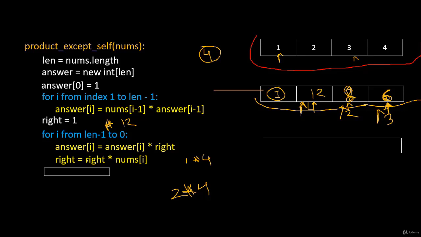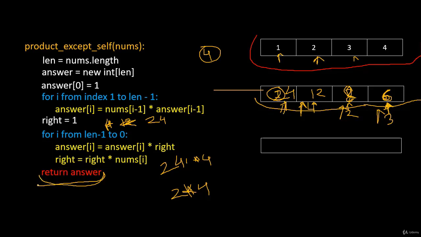Then right equals right times nums[i]. Right equals 12 and nums[i], in this case, points to this 2, right? And 2 times 12 equals 24, right? Then we overwrite this 1 by 24, and then right equals right times nums[i], and we update it to 24, because 1 times 24 is 24. And we're done with this loop. We reached this 0 index.